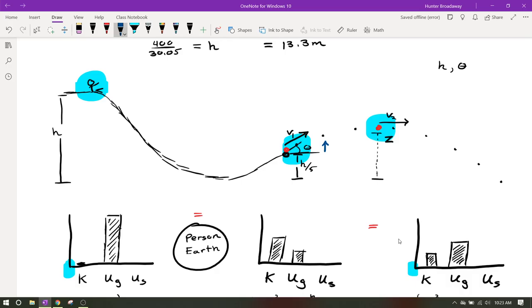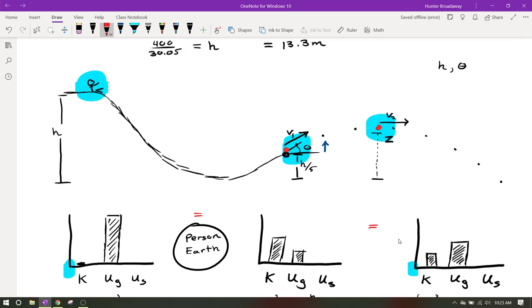Your vertical velocity. You do know. Okay, look, you're only thinking about the upward direction here. So we're going up, we're going up, we're going up, we're going nowhere. So what's your final velocity?